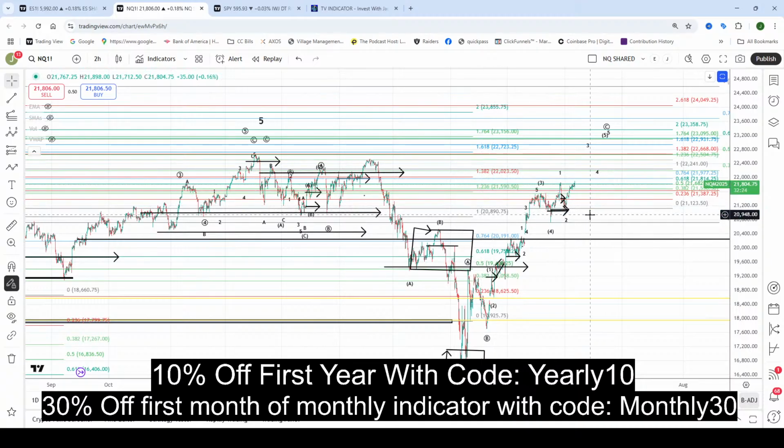On the NASDAQ, they need to break below 21,700, I believe it is, or 21,000. Yeah, and then 20,700 to start any kind of significant down move.